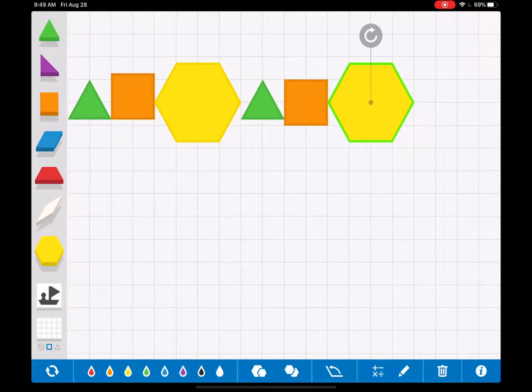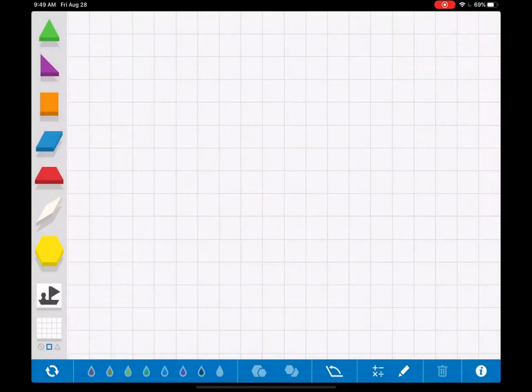So now that I know that it will always be in the order of triangle, square, hexagon, I can make this pattern go as long as I want it to. Let's look at a different kind of pattern. Let's look at a triangle, triangle, square pattern. Now this one's a little bit different because now you have two triangles.